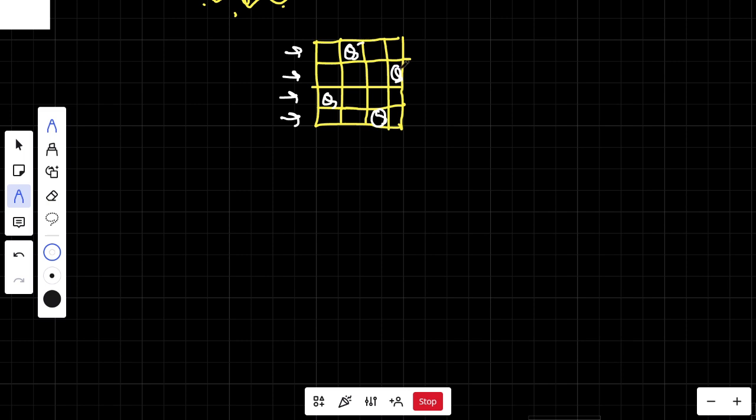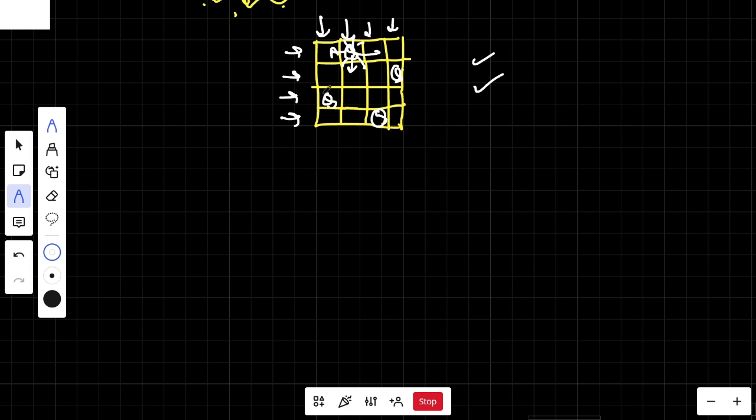Yes, every row has a queen. Every column should have a queen. All the columns have a queen. So both of the first two conditions are fulfilled. Now the question is, no queens can attack each other. Let us come to this particular queen. Is it attacking any queen? See, if it is going down, there is nothing. If it is going here, nothing in the diagonal as well. So it is safe.